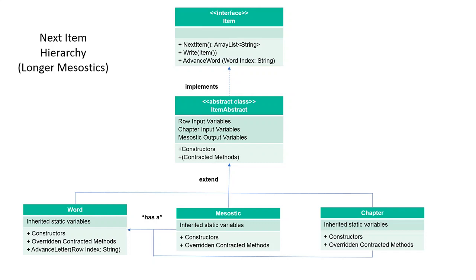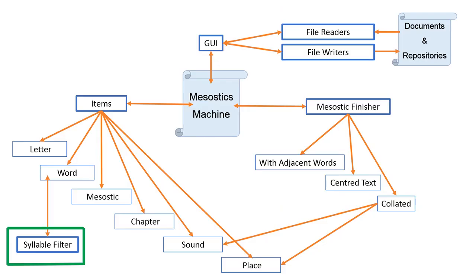So Word will create one line of a mesostic at a time. Mesostic will create one mesostic at a time, and Chapter will create all the mesostics that are in a chapter. And you can go on to do that for a series of chapters and create, as we did in Roaratorio, 137 or so mesostics.